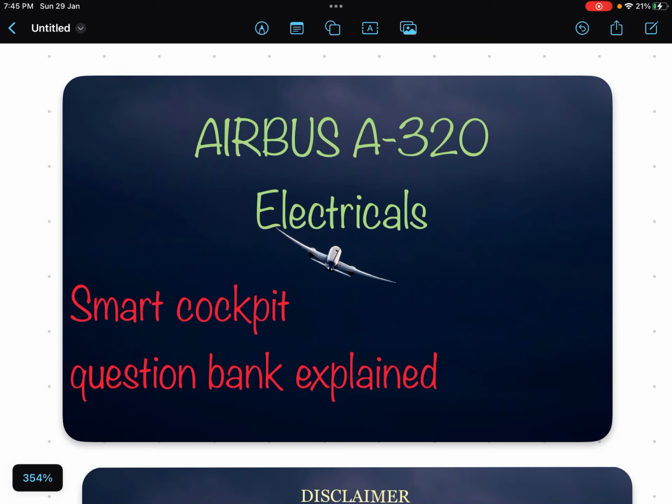Today in this video we are going to discuss a few questions of the electrical system of Airbus A320. We'll cover almost 70 or 75 questions from the question bank called Smart Cockpit.